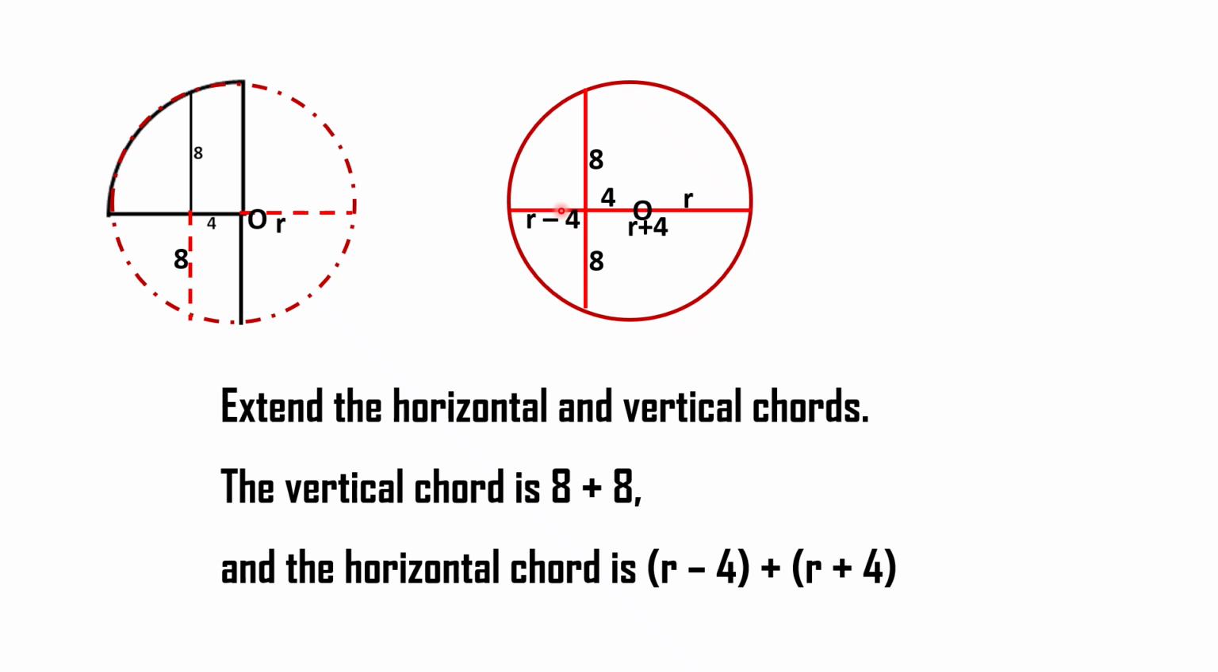So the shorter segment of the chord is r minus 4, the longer segment of the chord is r plus 4, and the vertical chord will be 8 and 8. Both will be 8. So extend the horizontal and vertical chords. The vertical chord is 8 plus 8, the upper part 8 and the lower part 8. And the horizontal chord, the shorter segment r minus 4 and the longer segment r plus 4.